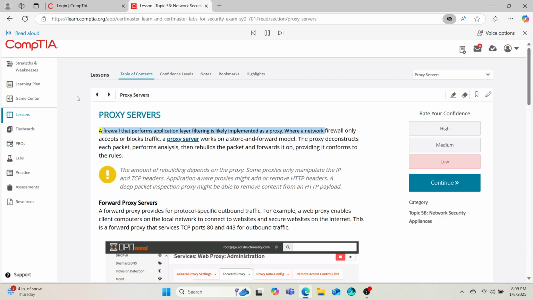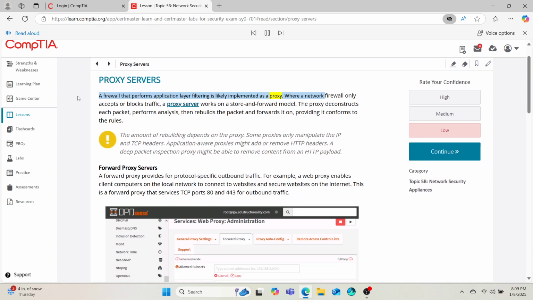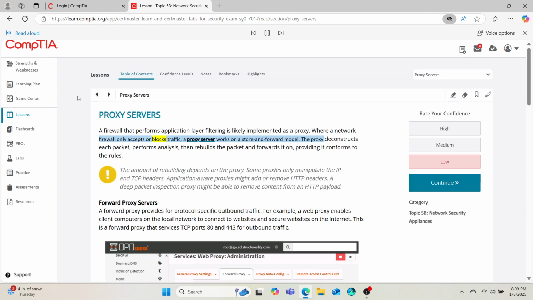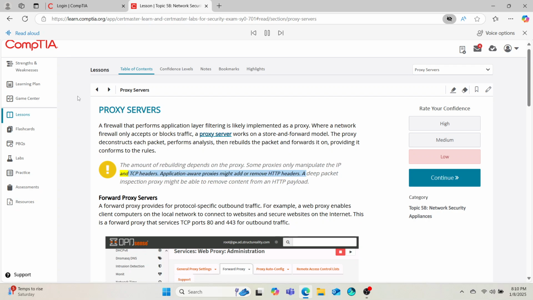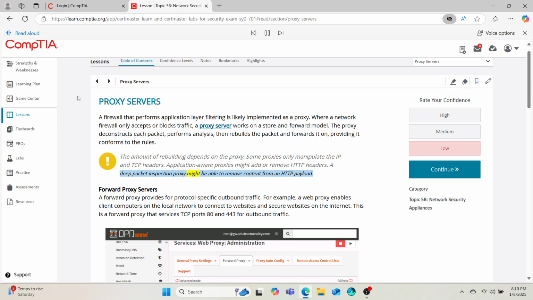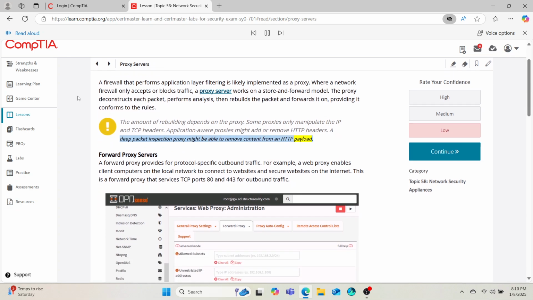Proxy servers. A firewall that performs application layer filtering is likely implemented as a proxy. Where a network firewall only accepts or blocks traffic, a proxy server works on a store and forward model. The proxy deconstructs each packet, performs analysis, then rebuilds the packet and forwards it on, providing it conforms to the rules. The amount of rebuilding depends on the proxy. Some proxies only manipulate the IP and TCP headers. Application-aware proxies might add or remove HTTP headers. A deep packet inspection proxy might be able to remove content from an HTTP payload.